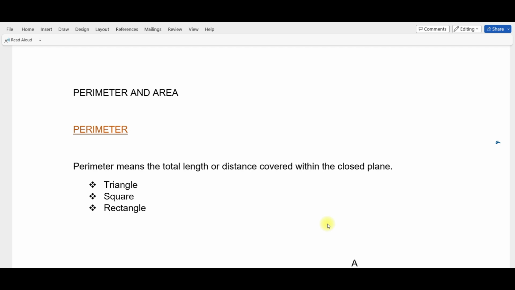Talking about the perimeter first. Perimeter basically means the total length or the distance covered within the closed plane. Now all of us know certain closed planes that are popular basically. So one is a triangle, and a square and a rectangle. So let us understand the perimeter of these closed planes first.